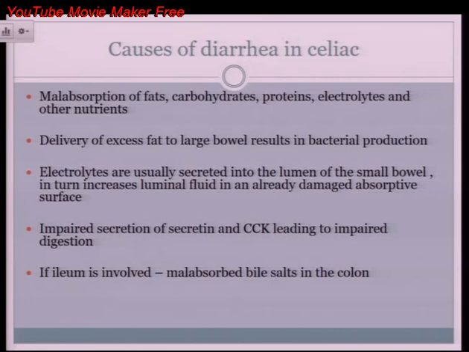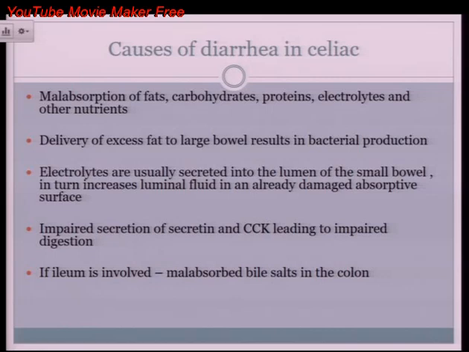That itself can cause diarrhea and bacterial overgrowth. Electrolytes are usually secreted into the lumen of the small bowel, which in turn increases the luminal fluid in an already damaged absorptive surface. So that's another cause for diarrhea. They can have impaired secretion of secretin and CCK, leading to impaired digestion, in turn leading to diarrhea.